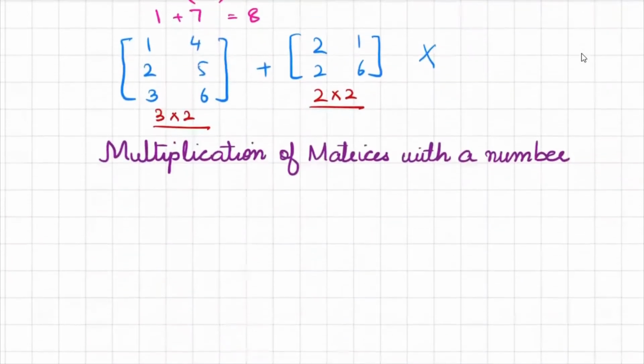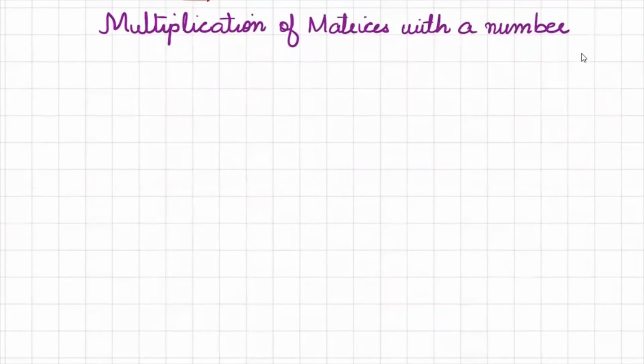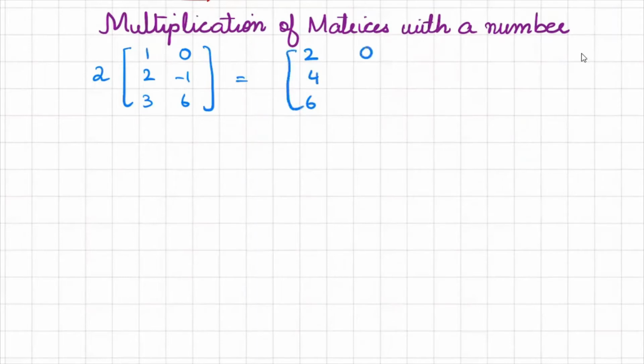All right, let's move on to multiplication of matrices with a number. This is very simple. Okay, so we have a matrix here and I'm multiplying it with a 2. 1, 2, 3, 0, minus 1, 6. Let's multiply it. This would be 2, 4, 6. 0 times 2 is 0, 2 times minus 1 is minus 2, and 2 times 6 is a 12. Simple multiplication.